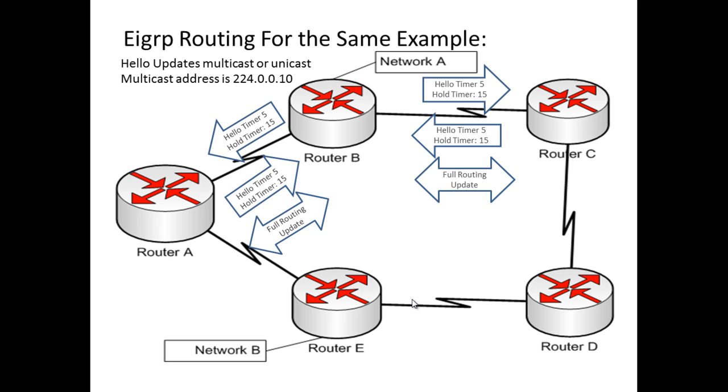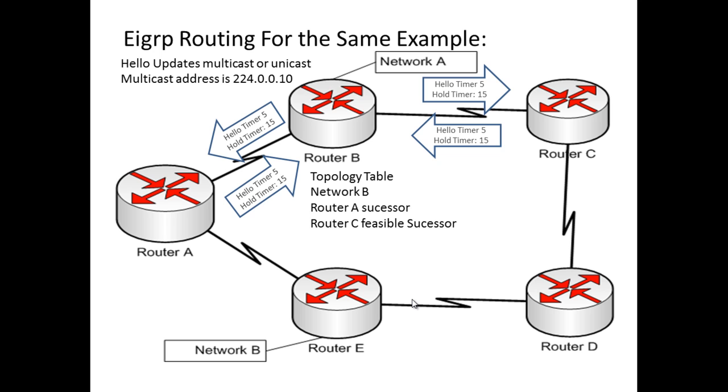Okay, now when router B receives the full routing table from router A and receives the full routing table from router C, we can see it builds the topology table. The topology table now is having the route to network B through router A, which is the successor, and we have a backup route through router C, which is the feasible successor. So we have in the routing table a successor and the feasible successor. The successor is the main route to the network, and the feasible successor is the backup route.